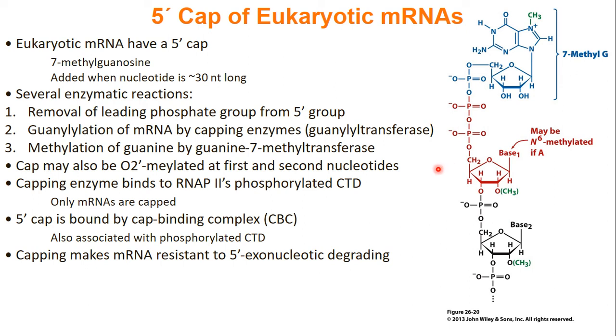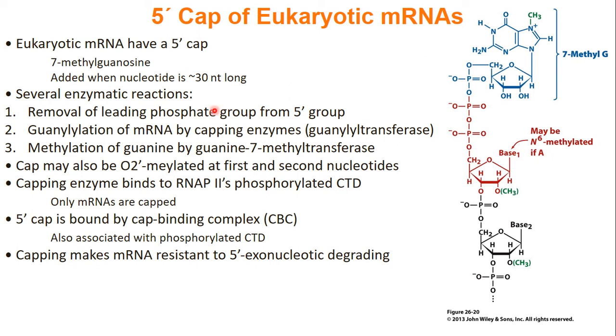Now you can also modify this cap further. It could have a methyl group at the 2' oxygen, so O2' methylation. And this can happen at the first and second nucleotides as shown here. And this capping enzyme, what's interesting, and we'll see this as a kind of trend, is that the capping enzyme binds to RNAP2's phosphorylated CTD, C-terminal domain. And so we talked about how the CTD is important. This is another way it's important.